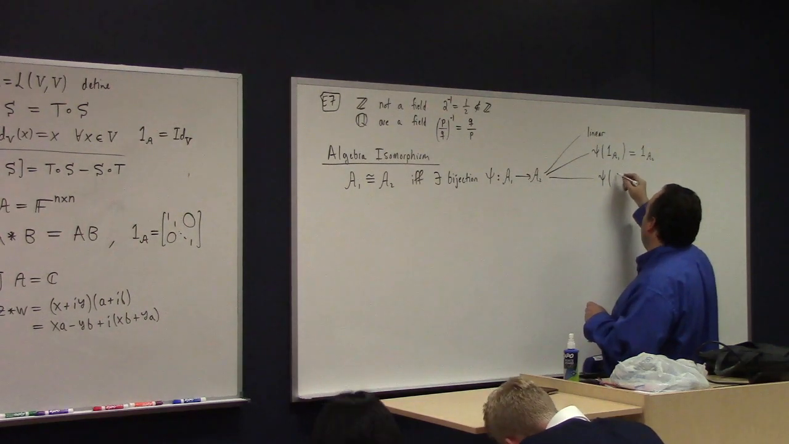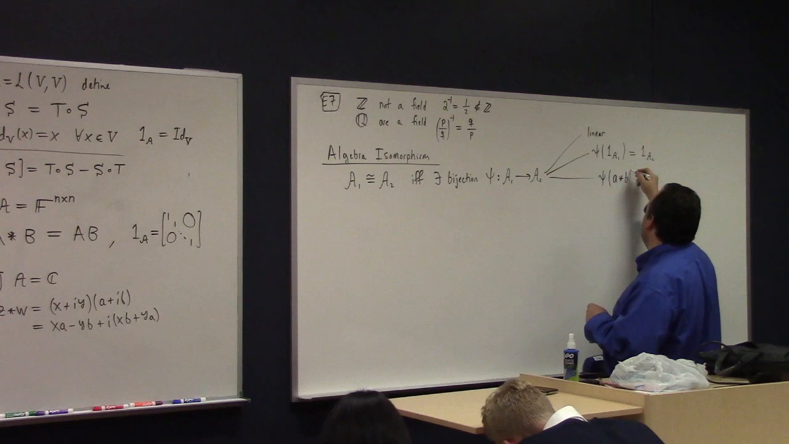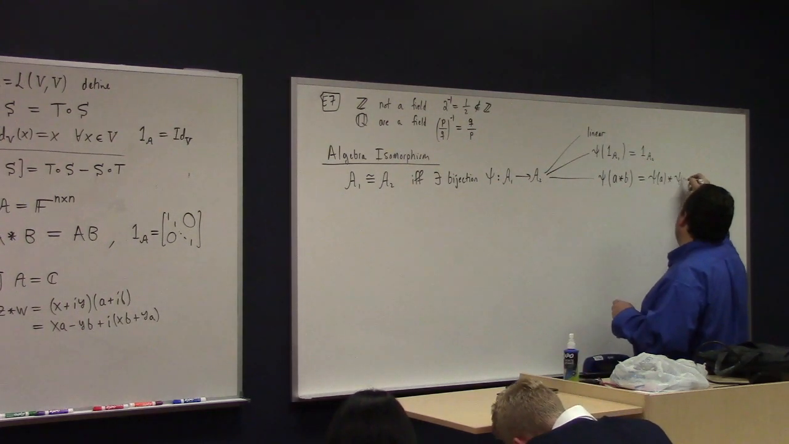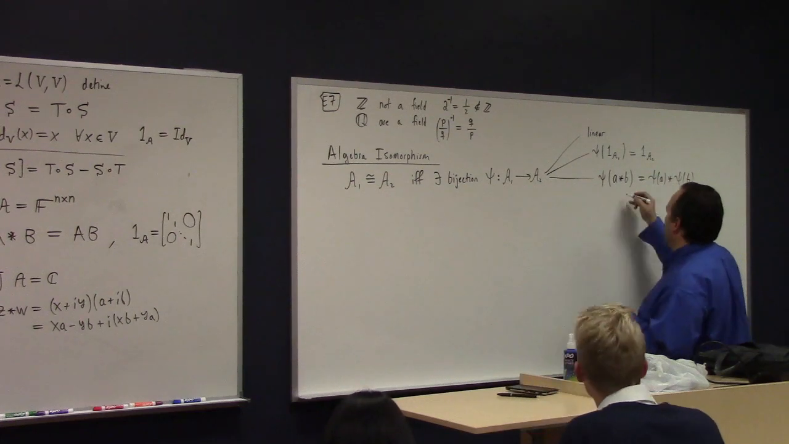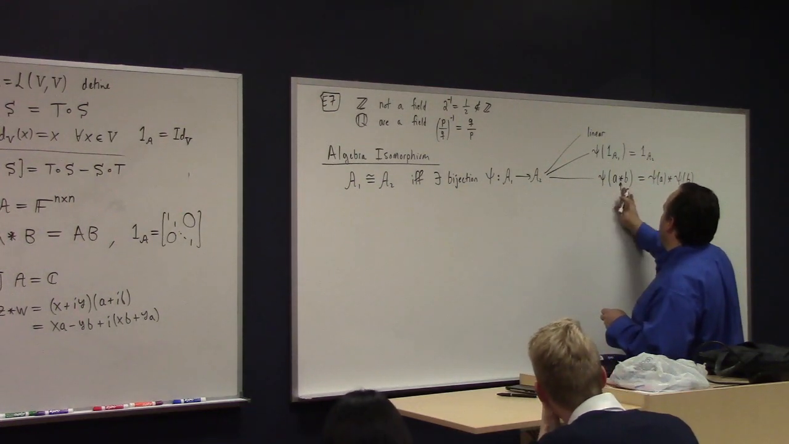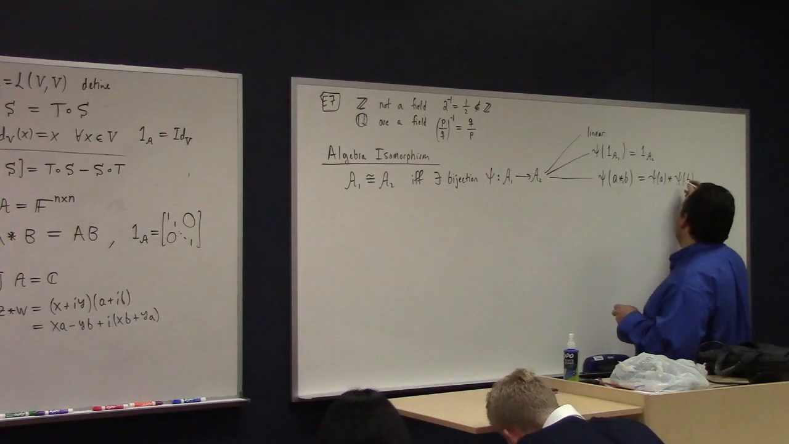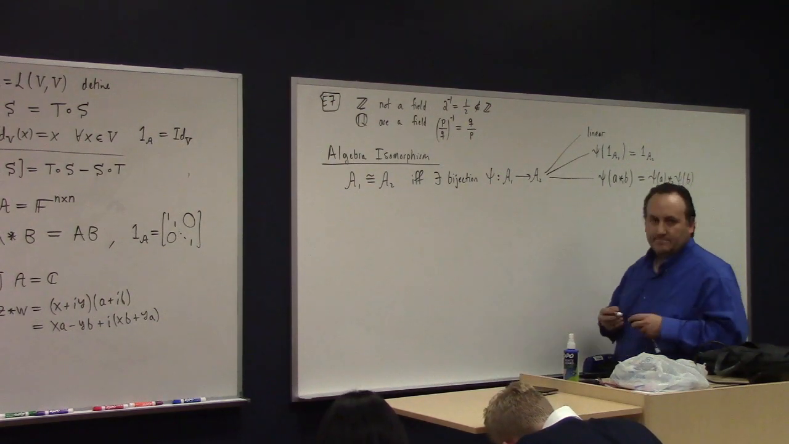And then also, you'd like the product to be preserved. So if I have A star B, I'd like that to be psi of A star psi of B. And of course, the stars don't have to be the same. To be clear, let me call this star sub 1 and star sub 2, all right?